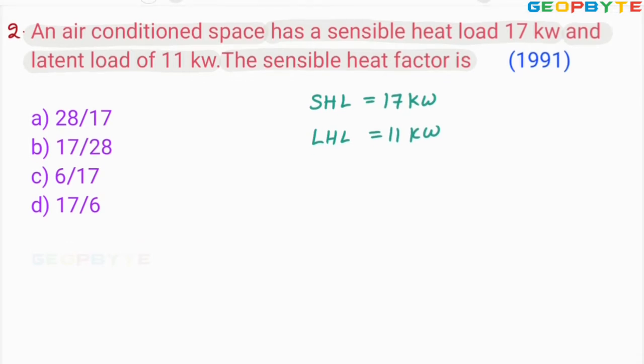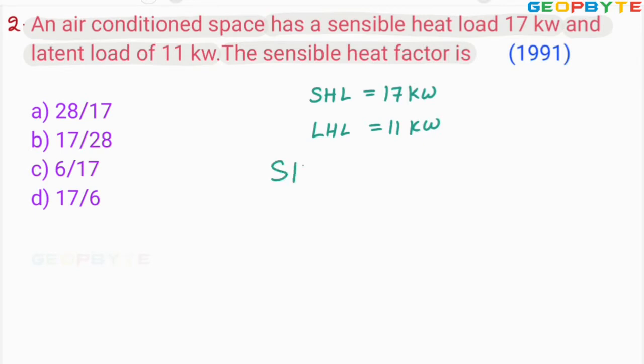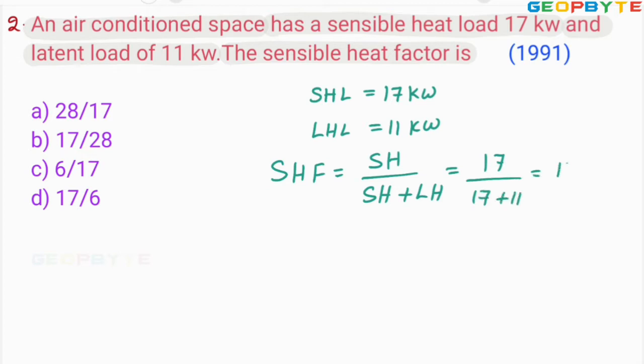As you know, sensible heat factor is equal to sensible heat by sensible heat plus latent heat. Here sensible heat is 17, divided by 17 plus 11, equal to 17 by 28. Look at option B. Option B is absolutely correct. Option B is 17 by 28.